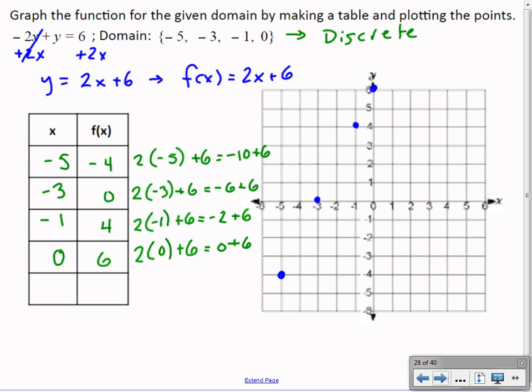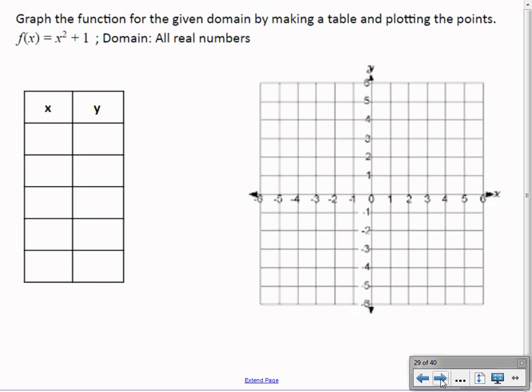So let's look at one where we don't have a given domain. Well, we have a given domain, but it's not specific numbers. The domain is all real numbers. And when you have a domain of all real numbers, something's going to change here. The first thing that's going to change is your graph is going to be continuous now, meaning we're going to connect our points.